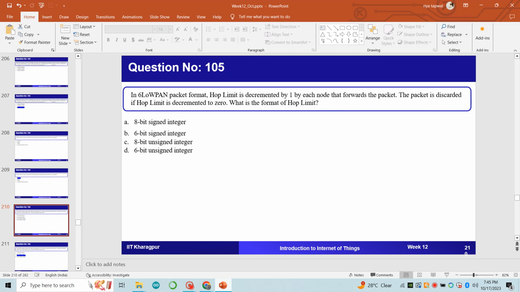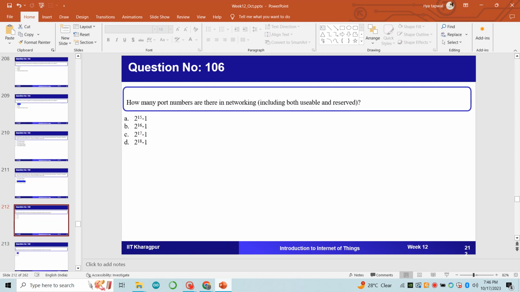Next question is, in 6LoWPAN packet format, hop limit is decremented by 1 by each node that forwards the packet. The packet is discarded if hop limit is decremented to 0. What is the format of hop limit? Options are 8-bit signed integer, 6-bit signed integer, 8-bit unsigned integer, 6-bit unsigned integer. Anyone? So correct option for this is 8-bit unsigned integer.